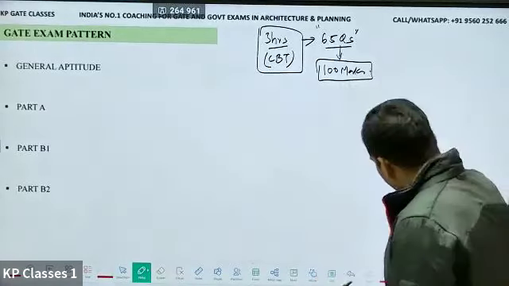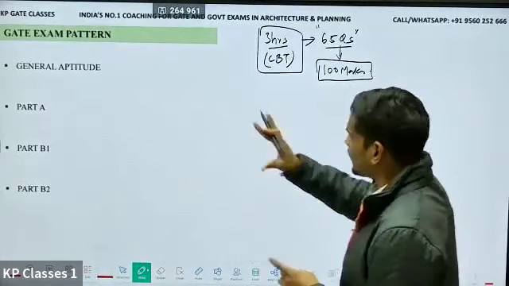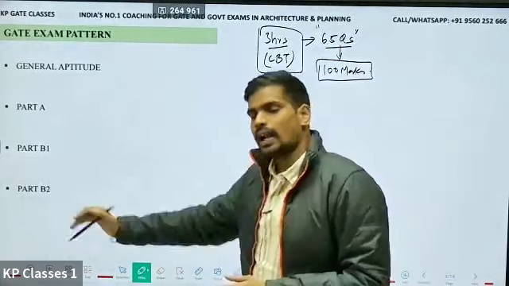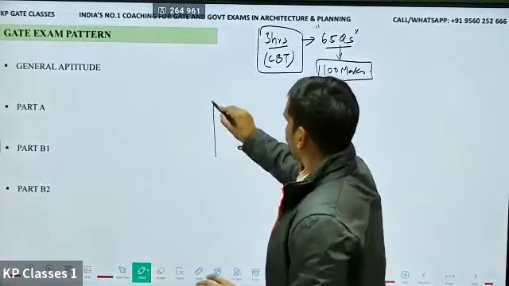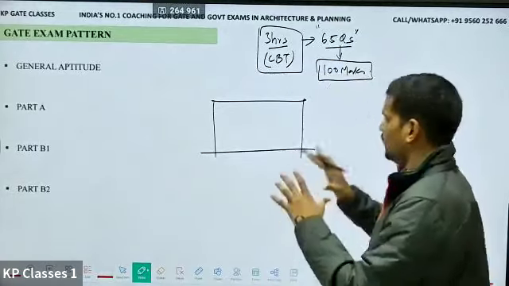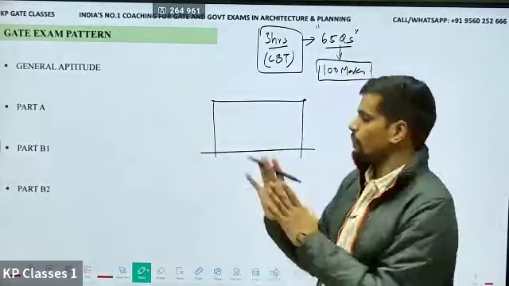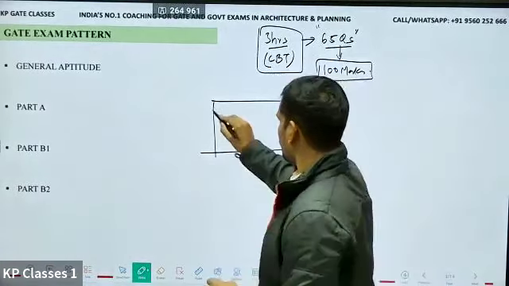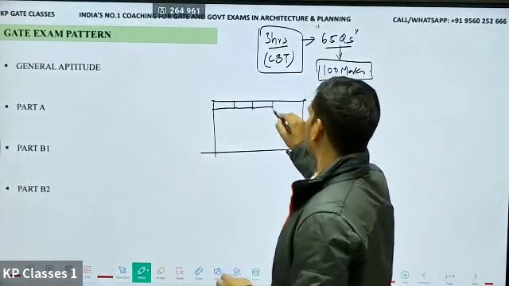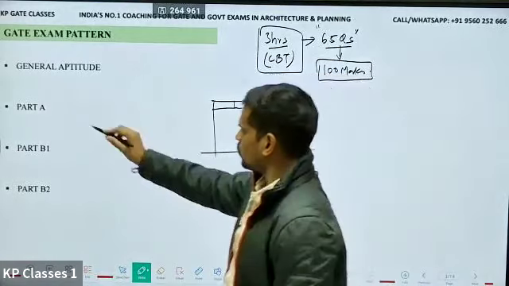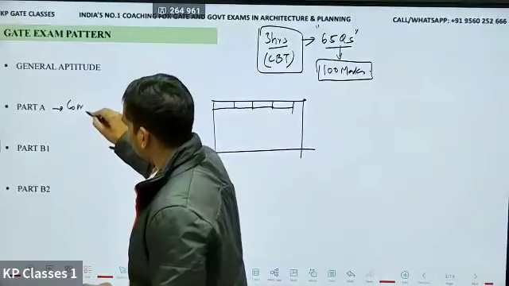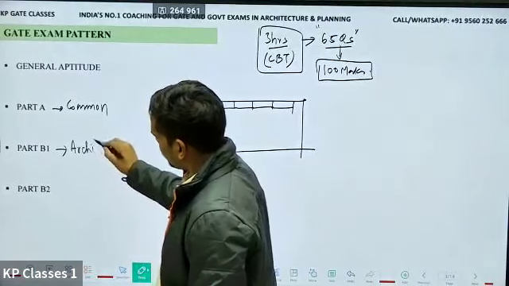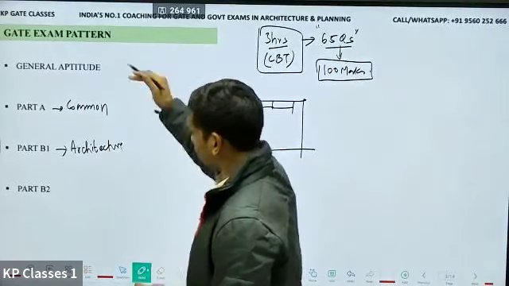I was telling you that the exam basically will have 4 sections: general aptitude, part A, B1 and B2. We are very far away from the exam, but when you go to the examination on the computer screen, you will have 4 tabs. You will have the tab for general aptitude, then the common part, architecture part, planning part. So part A is the common part. Part B1 is called the architecture part. Even the official syllabus is divided into these parts.